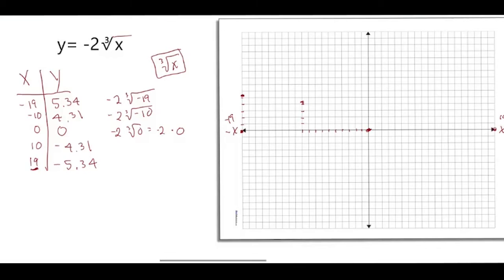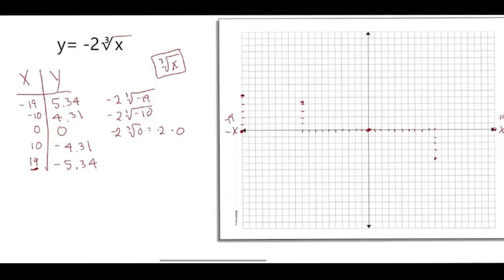Next is 10 and negative 4.31. So I'll go over 10, positive 10. 1, 2, 3, 4, 5, 6, 7, 8, 9, 10. Okay. And then I'm going to go down 4.31. So down just shy of 4.5. So 1, 2, 3, 4, and then just shy of 4.5.